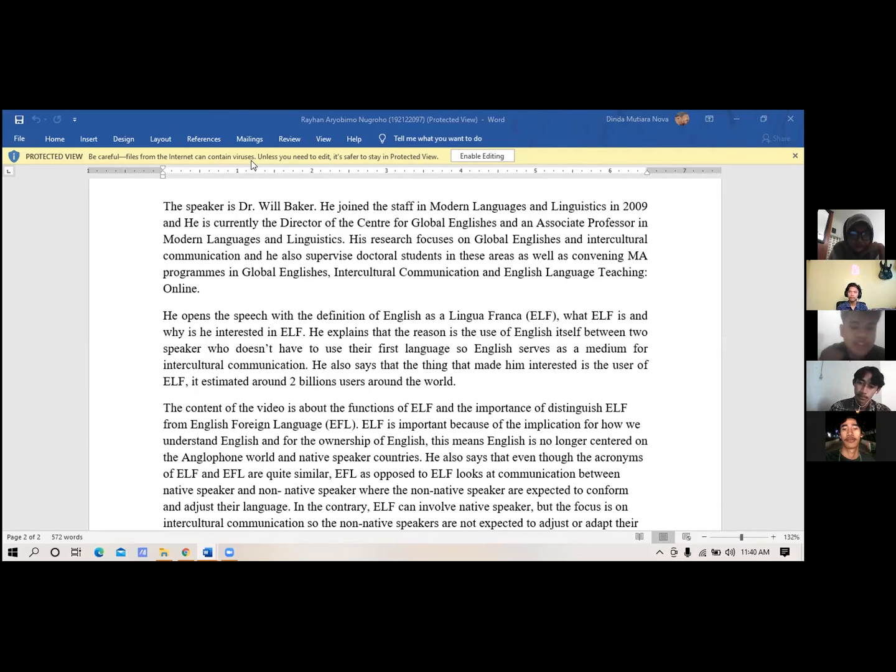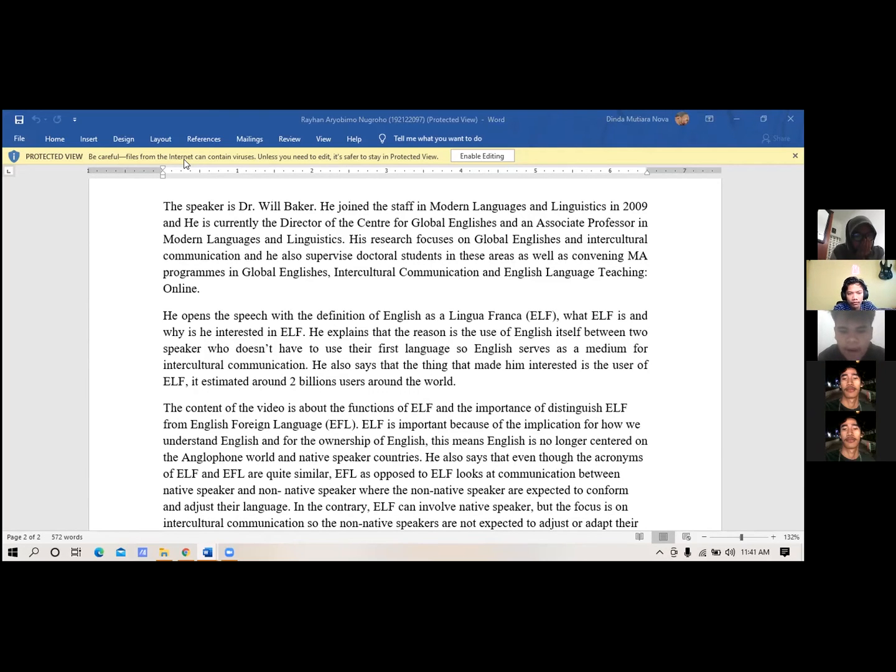First of all, he opened the speech with the definition of English as a lingua franca, or ELF, what ELF is and why he is interested in ELF. He explains that the reason is the use of English itself between two speakers who don't have to use their first language. So English serves as a medium for intercultural communication. He also says that the thing that made him interested is the users of ELF. It is estimated at around 2 billion users around the world.